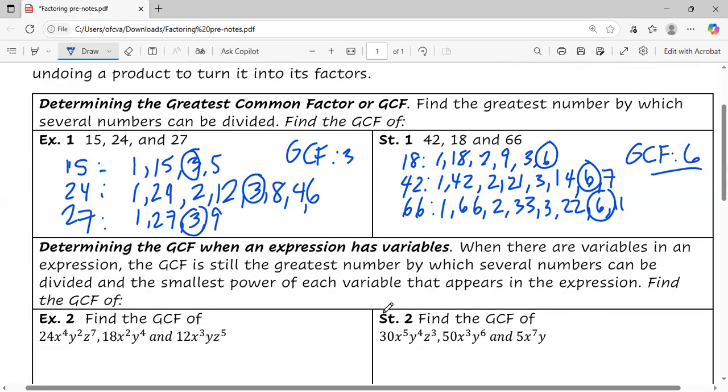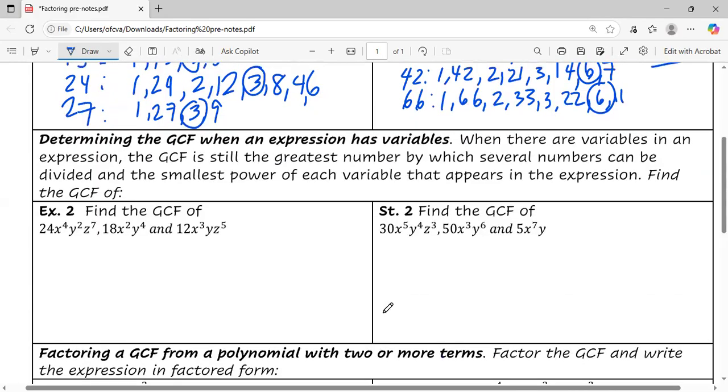All right, so what happens when you throw in some variables, like the next few examples we have? When there are variables, you're still going to do the same thing with coefficients, if you do have coefficients, just like we did at the top. But you're also going to find variables that all terms have in common, and you're going to find the one with the smallest power or exponent, and that's the one that you're going to take out.